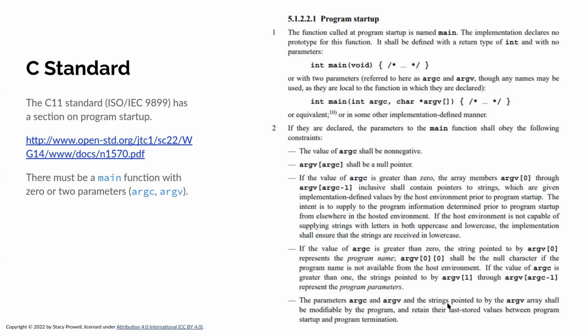It tells you a lot about how this stuff has to be laid out. These will contain pointers to strings, etc. 0 will be the program name, and this has to be the null character if the program name is not available, and so on. Lots of information. If you're building an operating system and you want to start a program through the C runtime, you need to know all this stuff. Otherwise, it just tells you a little bit about how the programs work.